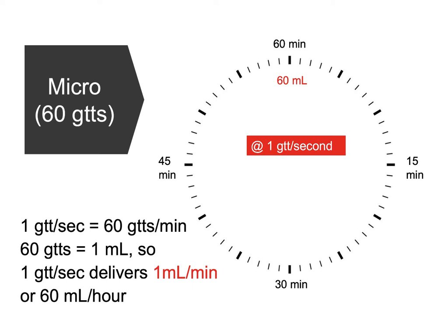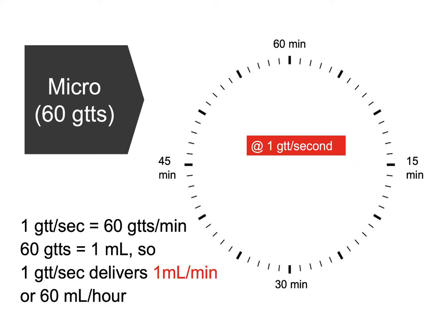So a micro drip, that 60 drops, means that 1 drop per second is going to equal 60 drops per minute. In other words, 60 drops is equal to 1 milliliter. So this tells us that if you're using a micro drip and you run it at 1 drop per second, you're going to deliver 1 milliliter in that minute. That's the equivalent of 60 milliliters per hour. So if you keep that in mind, it makes the math a little simpler.